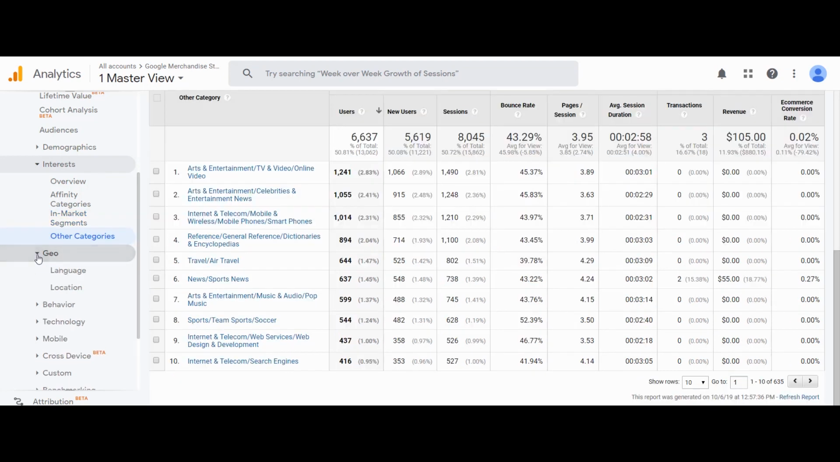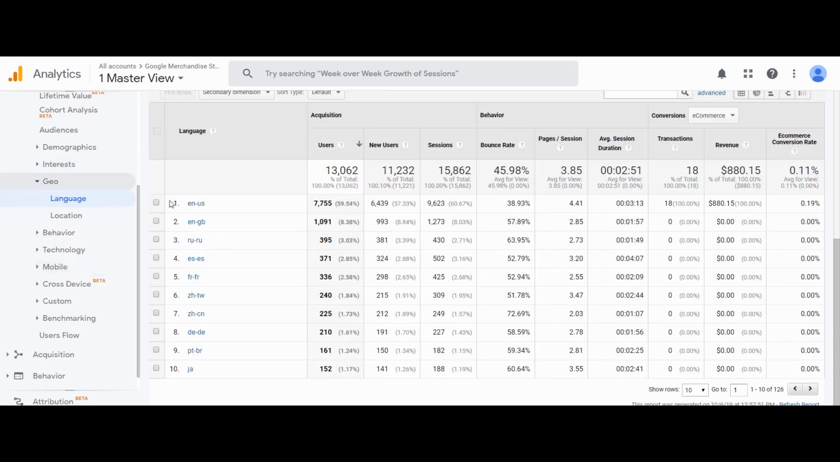Next, we have the Geo tab. This tab will give you the details about language and the location. First, we have the detail regarding the language. Again, it is classified on the basis of various phases of customer journey.